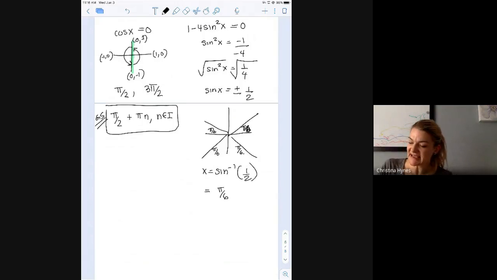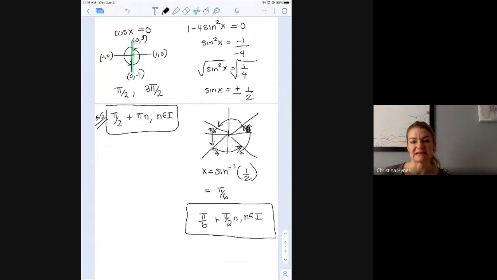then all we have to say is that our general solution is going to be pi over 6 plus, to get from here to here, guys, you just have to add 90 degrees. And to get from here to here, add another 90 degrees. From here to here, add another 90 degrees. And from here to here, 90 degrees. So if you keep adding 90 degrees, you're going to get to the next answer. So that's why we would put plus pi over 2n, n is an element of integers. And this takes care of every solution that's possible.